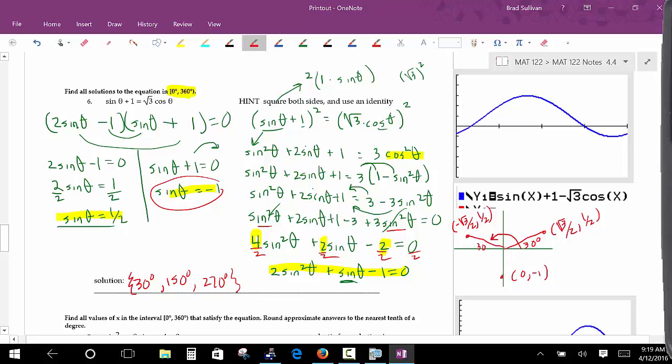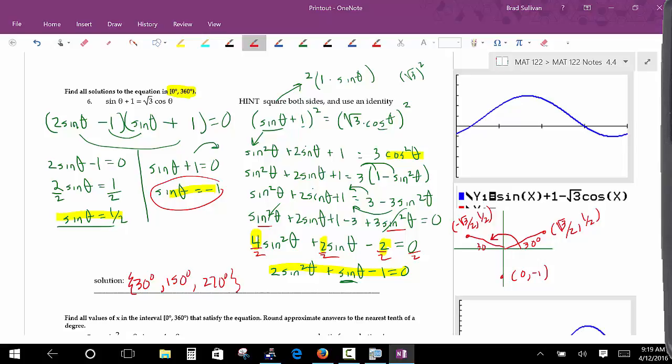I usually don't, that's probably not a great test problem. That's a pretty good homework problem, okay? Because sometimes you have to do stuff like that, like square both sides, or use an identity. So I did want to give just a couple of examples of that. Is there any question on that?